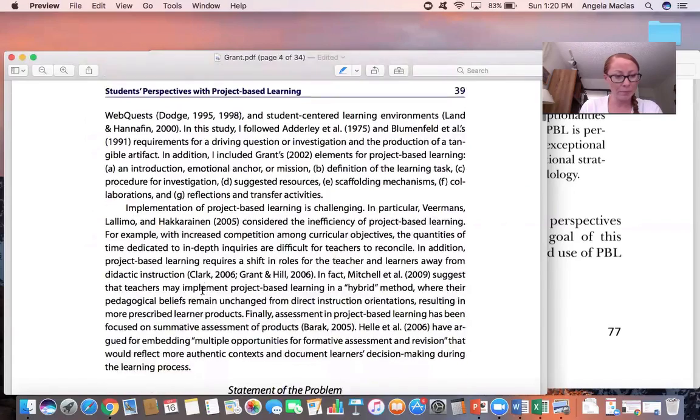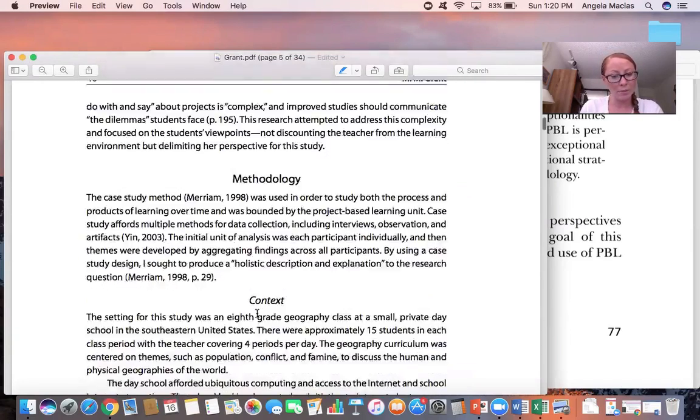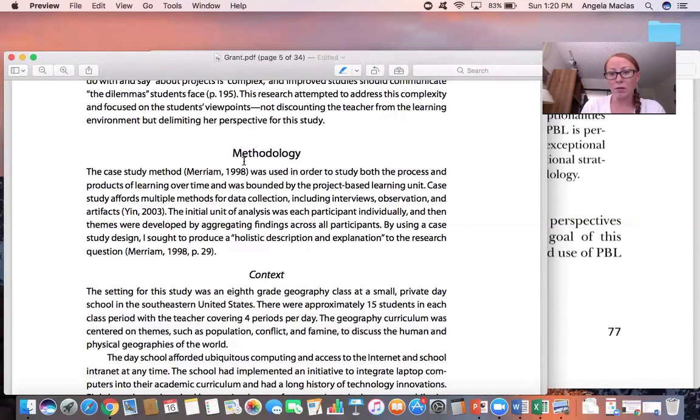Let's keep going. Now they have a statement of the problem. This is going to explain why they specifically chose to do their specific project in that setting. Okay, why did they pick that particular thing? And they'll give you an explanation for that. Methodology. All articles should have some space in there where they talk about how they did their research. How did they gather this data? How was it done? That's your methodology.